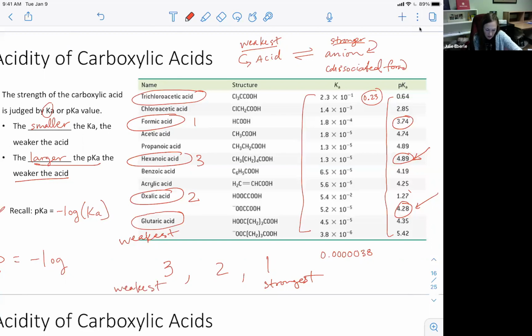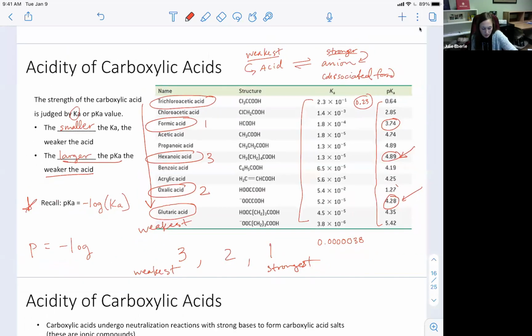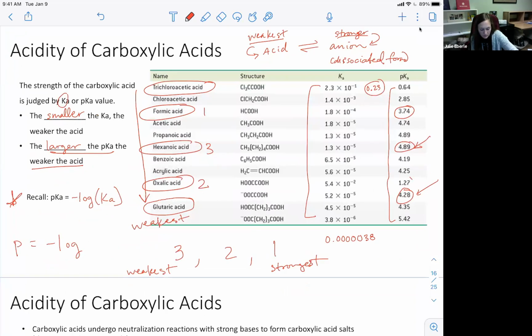Now, I know that seems to not follow the trend as you go down the table, but always pay attention to the pKa values and order them that way. So if I give you a Ka and ask what the pKa value is, you grab your calculator and punch in, don't forget the negative sign, negative log, and then plug in the number for the Ka value, 6.5 times 10 to the minus 5, or whatever the Ka value is. That is how you calculate pKa values. You can double check yourself on this table if you want.